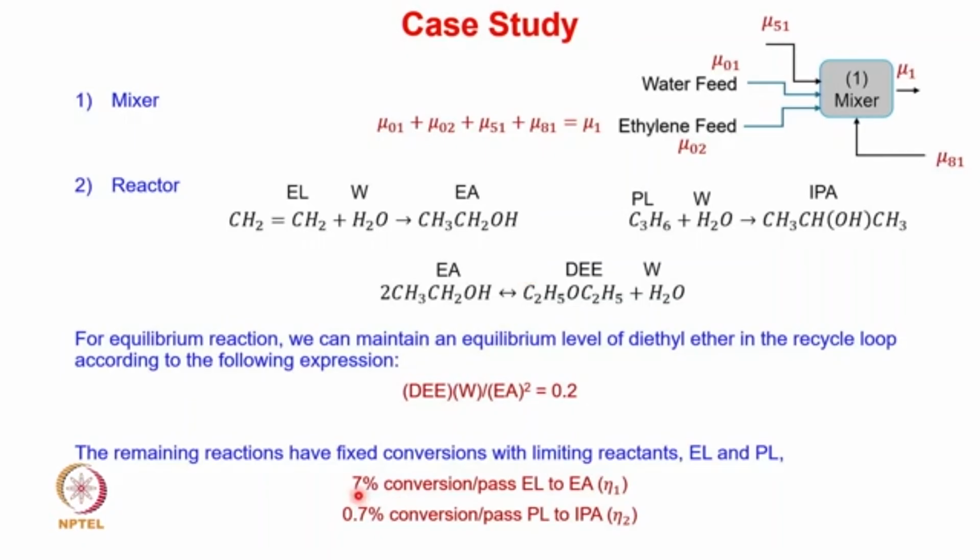And remember, in the last session on the preliminary flow sheet design, we said that the single pass conversion of ethylene to ethanol is 7%, whereas the single pass conversion of propylene to isopropanol or isopropyl alcohol is 0.7%. This we can represent by eta 1 and eta 2. We can use these conversion values, and based on that we can write down the mass balance equations.